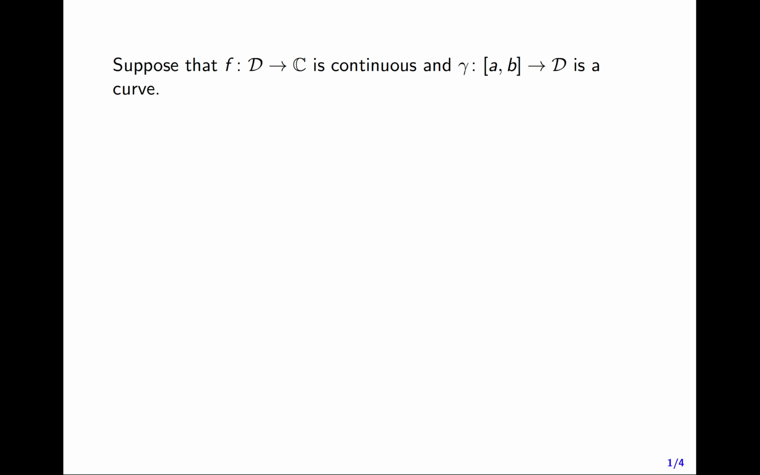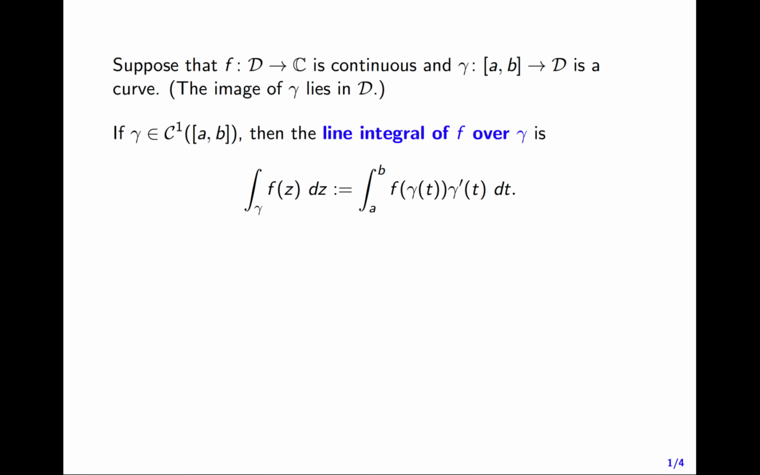Let's fix a function f defined on a set D contained in the complex plane that is continuous, and let's fix a curve gamma defined on the interval [a, b] contained in the reals into D. This is just to say that the image of this curve gamma lies in our set D in the complex plane, and the domain of gamma is the real interval a to b. We define the line integral of f over gamma to be the following expression.